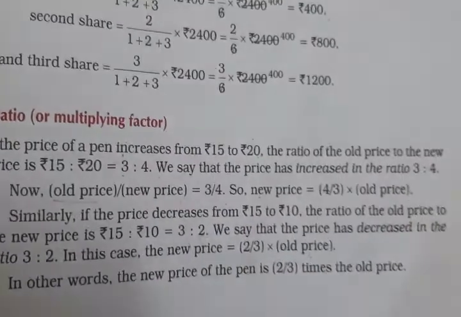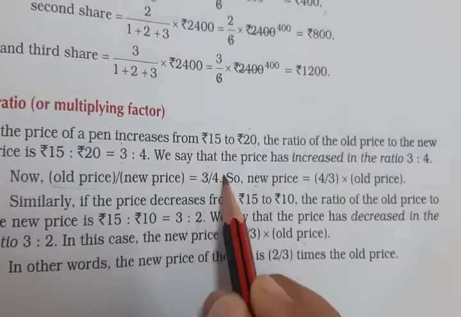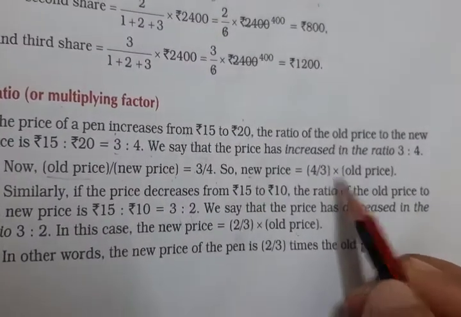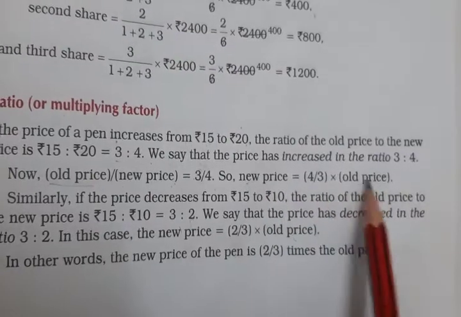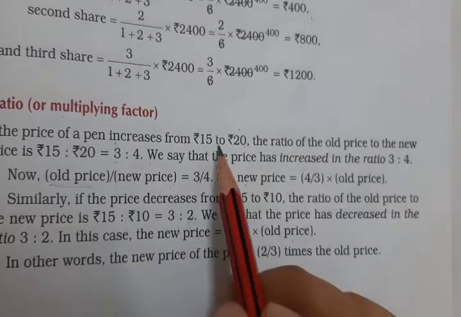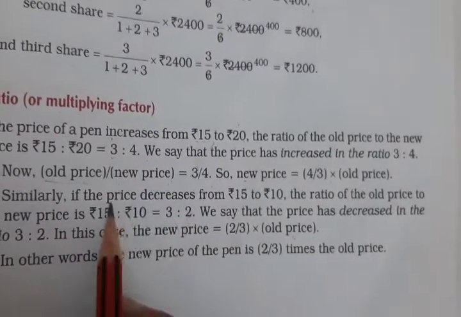So how will we find the new price? That is equal to the reciprocal of this, 4/3, into the old price. Old price is, which is the old price, that is this one. Understand? Similarly same for the price.